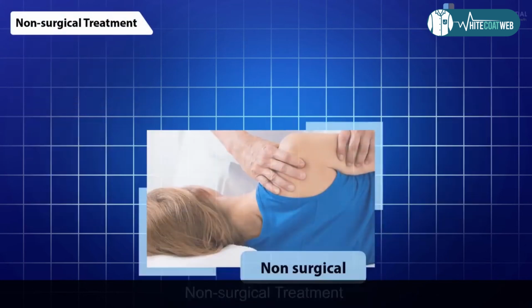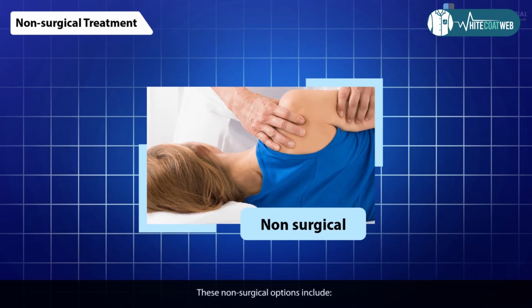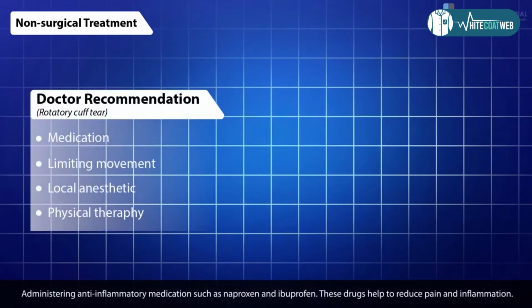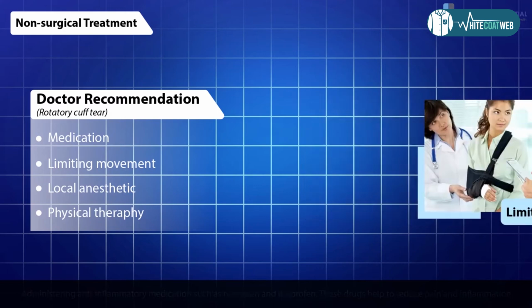Non-surgical treatment. In 80% of cases of rotator cuff tear, the doctor recommends non-surgical treatment to help relieve pain and promote healing of the affected area. These non-surgical options include administering anti-inflammatory medication such as naproxen and ibuprofen. These drugs help to reduce pain and inflammation.